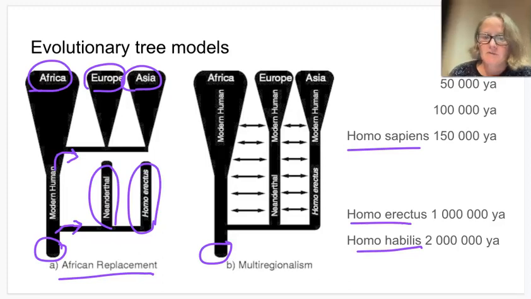But on the right, the multi-regionalism model, there's only one major migration out of Africa, and then there is interconnection, so interbreeding and sharing of culture all the way along as Neanderthals eventually share a common ancestor with modern humans, and same with Homo erectus. And that is one reason why they think there's a lot of Neanderthal DNA in modern humans, etc. So these are two distinct models. There's probably something in between going on.